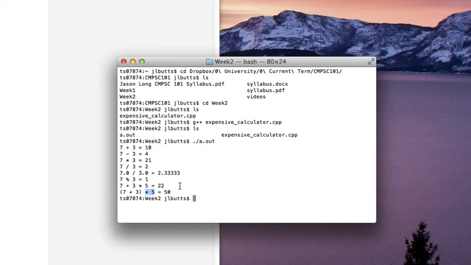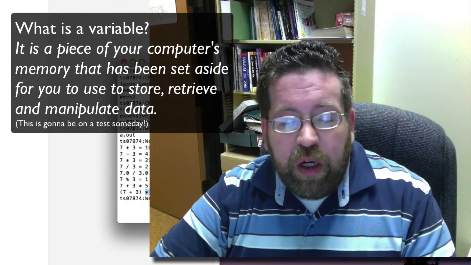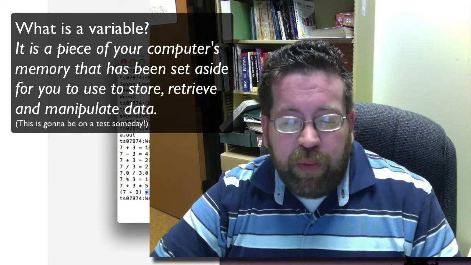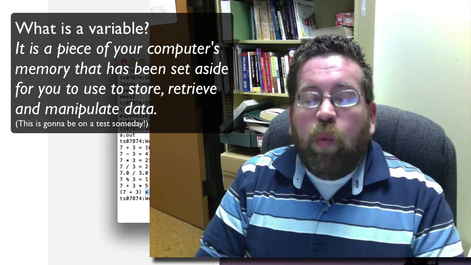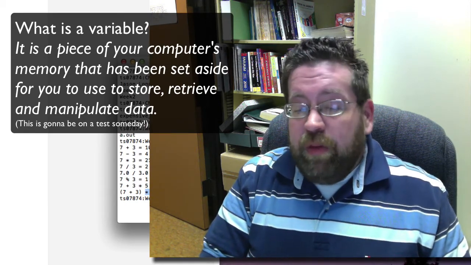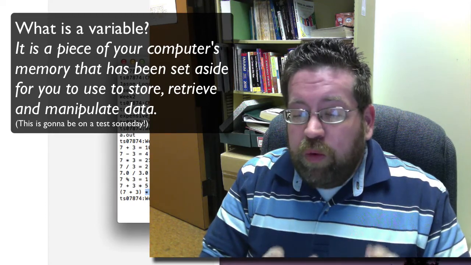Okay, so let's move on to variables. A variable represents a piece of your computer's memory that you set aside to store, retrieve, and manipulate data. It's a box, if you will. You label the box so you know what you're putting inside it, and then you put something related to that label into the box. Now, the boxes we're going to be creating here will only hold one item at a time, but later on we'll learn about a box that can store a whole bunch of stuff at one time.